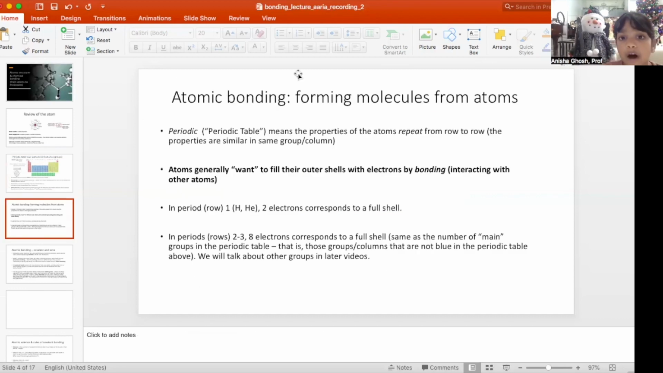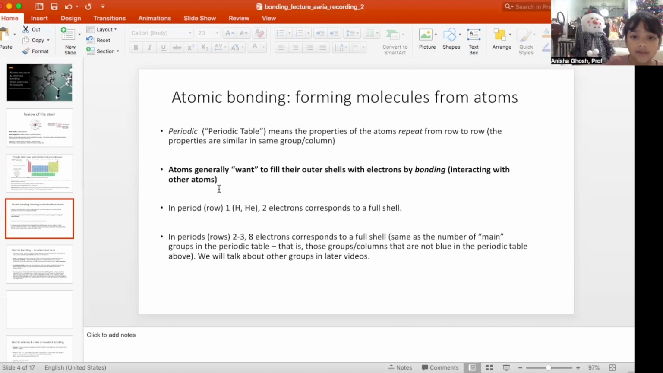So, atomic bonding: forming molecules from atoms. Periodic, of course, means the properties of the atoms repeat from row to row. Atoms generally, quote unquote, have sort of a tendency to fill their outer shells with electrons by interacting with other atoms, also known as bonding. And there are different types of bonding, which we'll explain later.